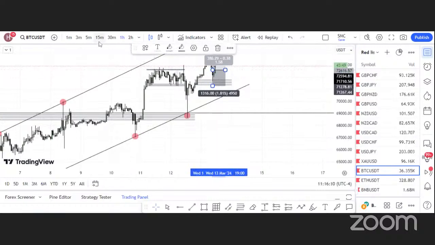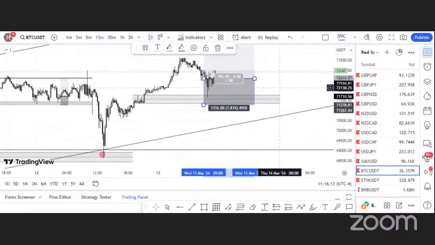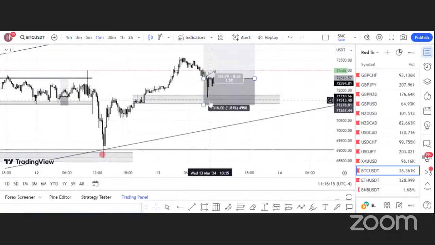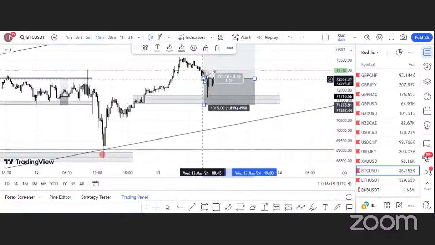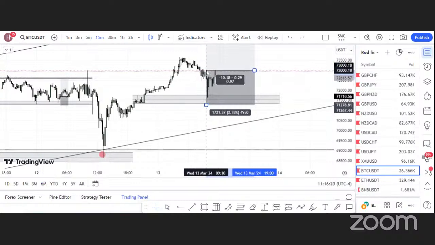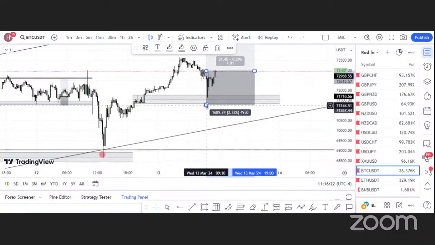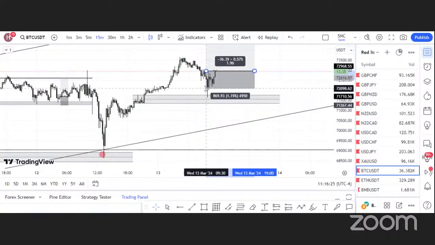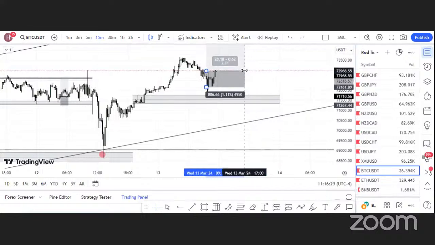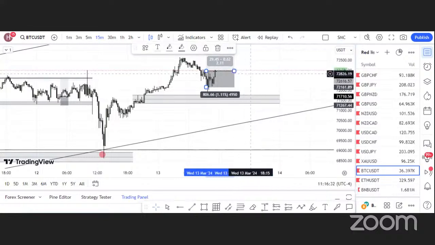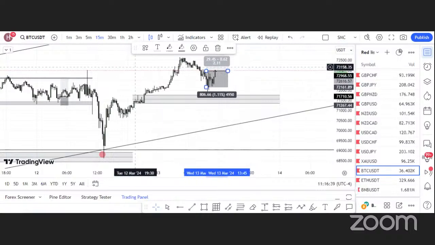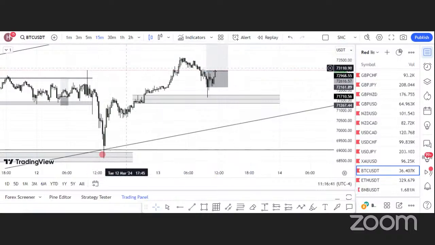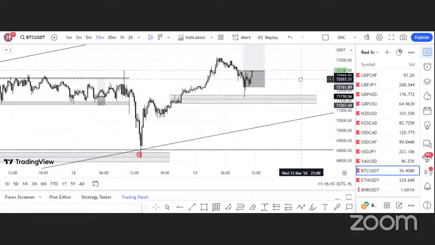But let's go down to the lower time frame. Let's see if we can reduce our stop loss to a certain level where it will be less risky for us to place this trade, because I see a good momentum for a buy on this particular pair.